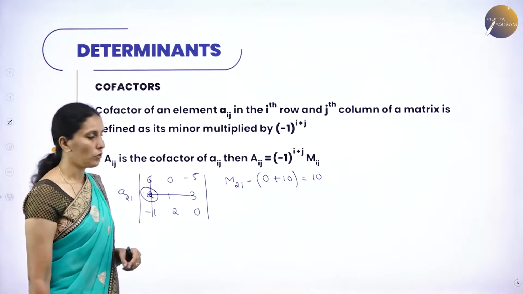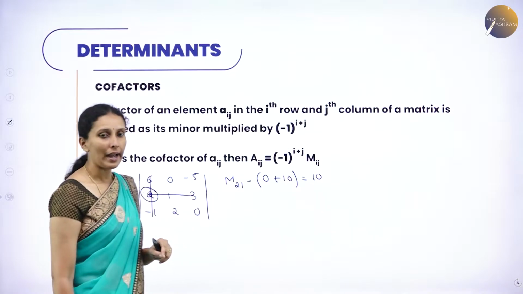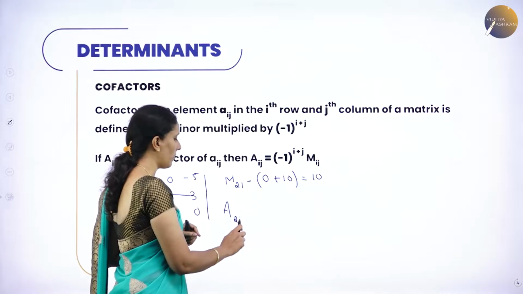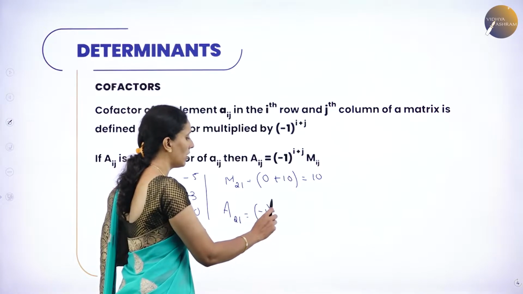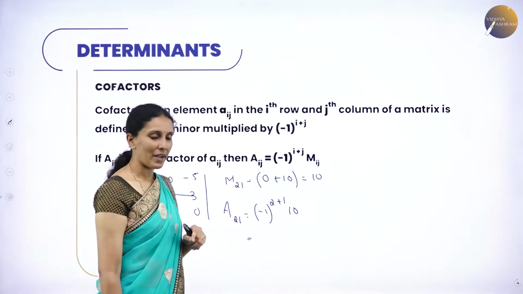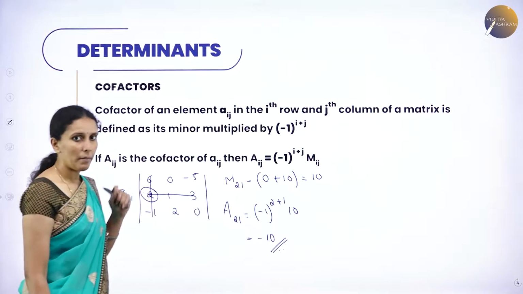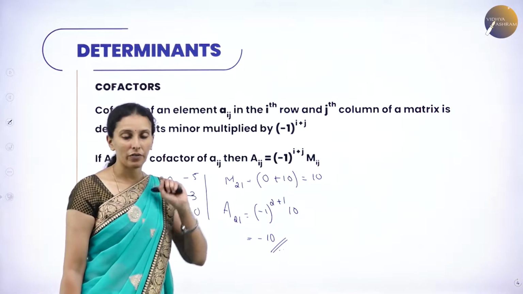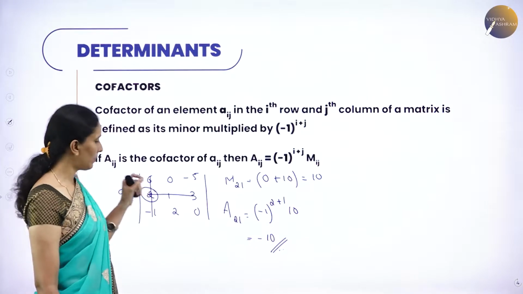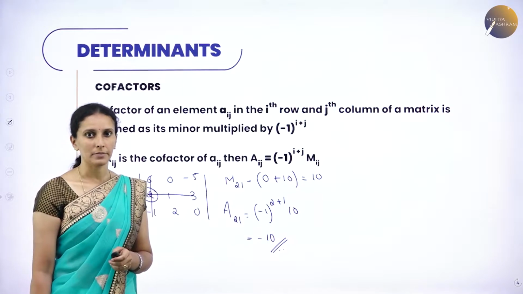The minor is M21. But what is Aij? Aij depends on the sign of i and j. Since this is 2 plus 1, the cofactor A21 is equal to minus 1 to the power 2 plus 1 into 10. Minus 1 whole cube is minus 1, and minus 1 into 10 is minus 10. So for the minor, a particular sign is assigned to find it as a cofactor. This is how we find the cofactor as well as the minor of a particular element.